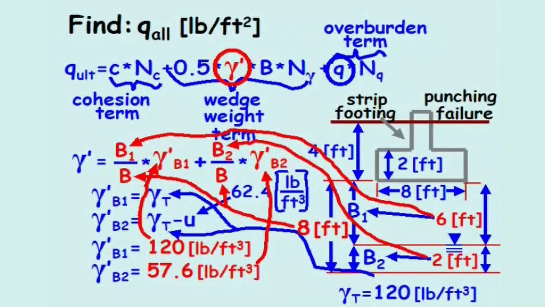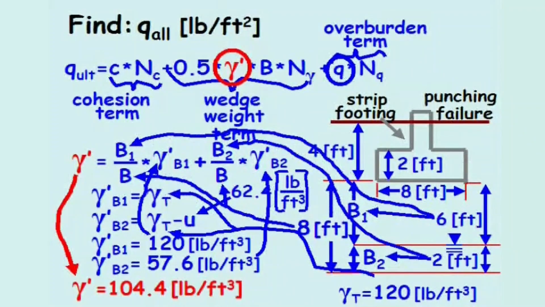Plugging in both effective unit weights B1 and B2, and plugging in all 3 B values, the effective unit weight to be used in the bearing capacity equation equals 104.4 pounds per cubic feet.